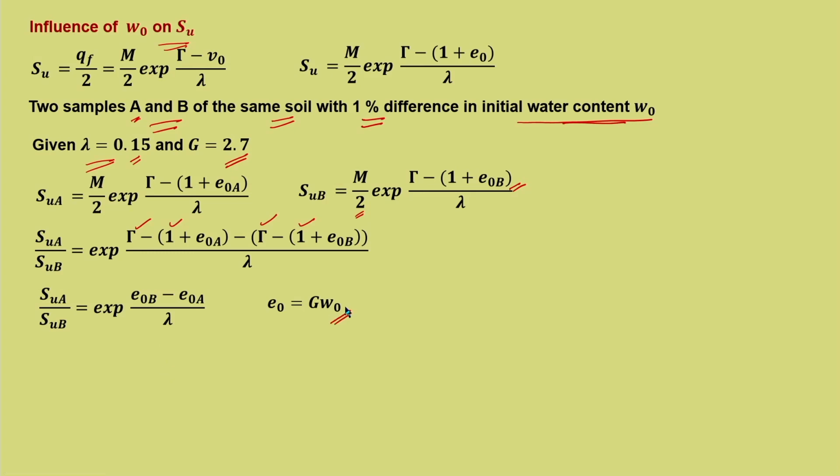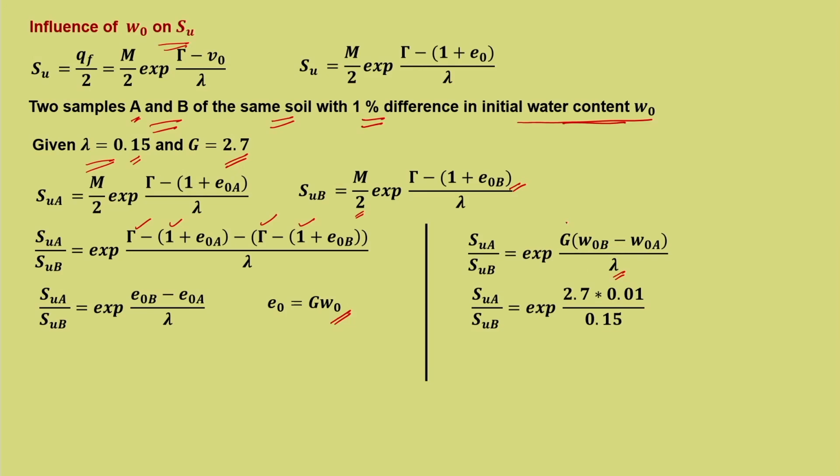We know E naught is equal to G into W naught. So, substituting G into W naught, we have Su A upon Su B equal to exp G into the initial water content of B minus the initial water content of A upon lambda. Substitute for G, that is 2.7. The difference in water content is 1%, so 0.01, and lambda is given as 0.15. If you substitute that, we get Su A by Su B is equal to 1.2.